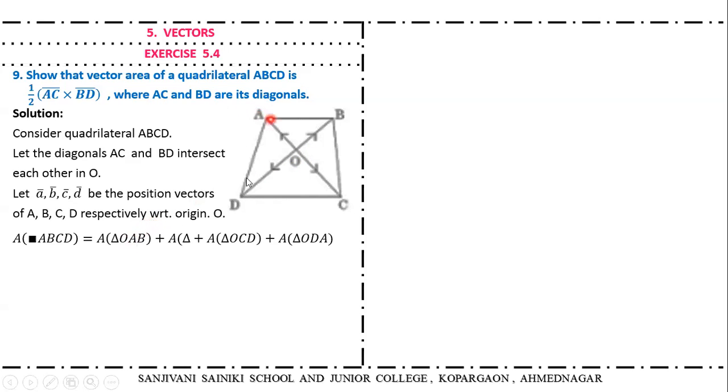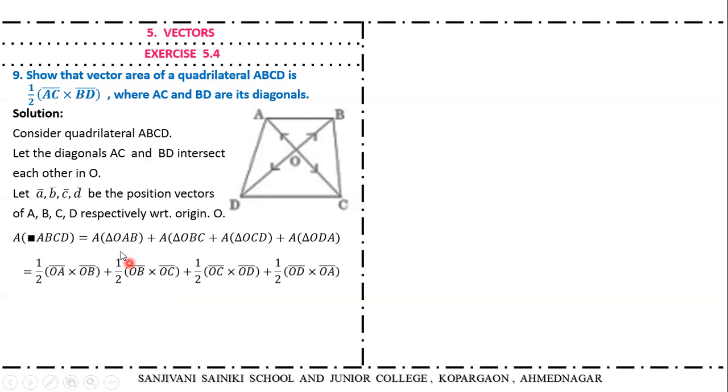Now, the area of this quadrilateral is nothing but the area of triangle OAB plus area of triangle OBC plus area of triangle OCD plus area of triangle ODA. So we take the area of each of these four triangles, so that the sum of all these areas will cover our quadrilateral. So how do we find the area of a triangle?